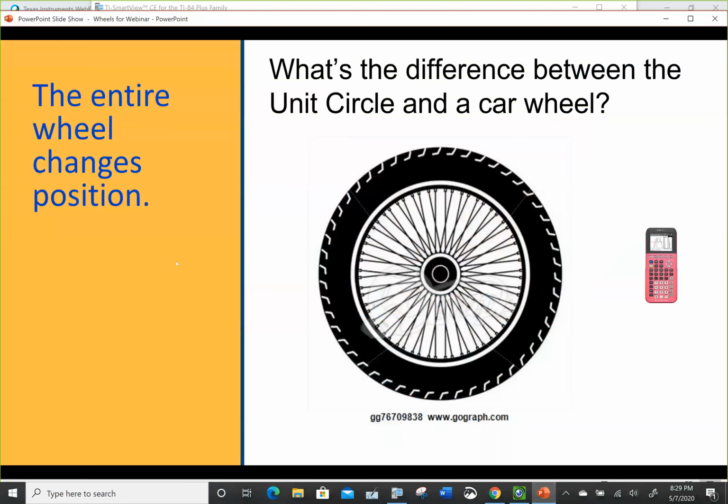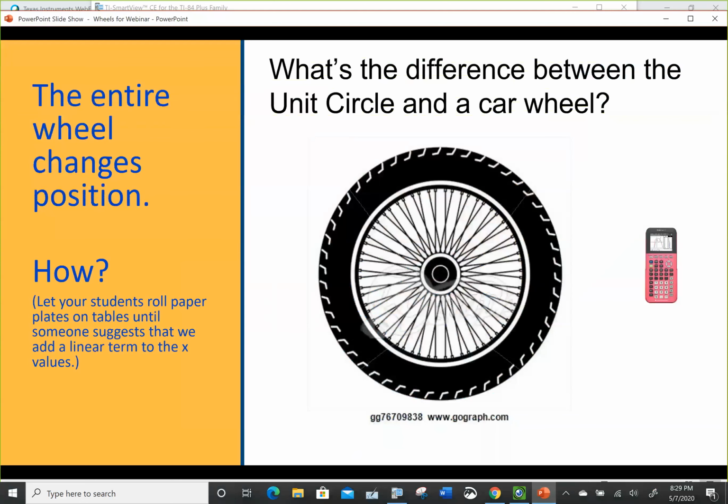Now, I'll be honest with you. I gave you a lot of wait time there. In my class, I let my students roll paper plates on tables until someone finally suggested, it looks like you're just adding a linear term to the X values. And you know what? That's exactly what we're going to do. We're just going to add a linear term to the X values.